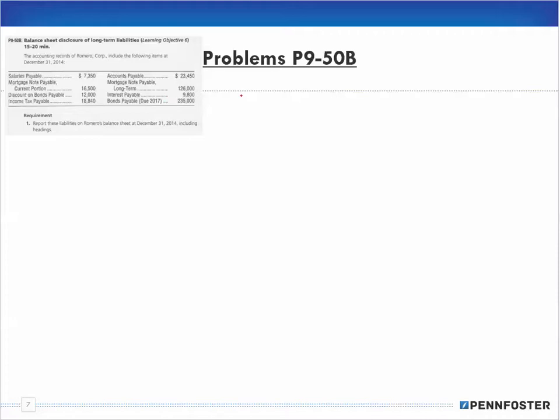I'm not going to put in a heading. The heading should be Romero Corp., Balance Sheet (partial), as of December 31st, 2014. But I'm going to have a section called Current Liabilities. Under the current liabilities here, let's see what we have. I know it's small, but remember, you want to list these items in order from short-term to long-term. So my accounts payable is going to be, let me do it.